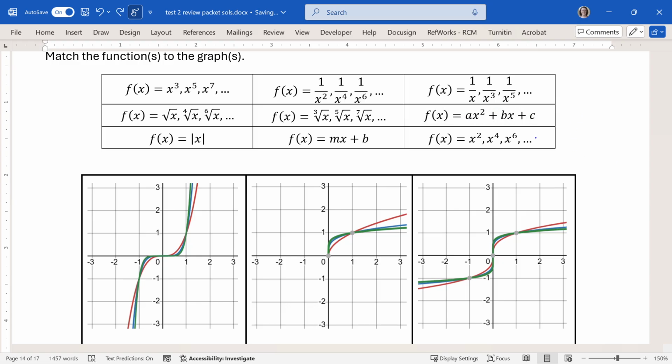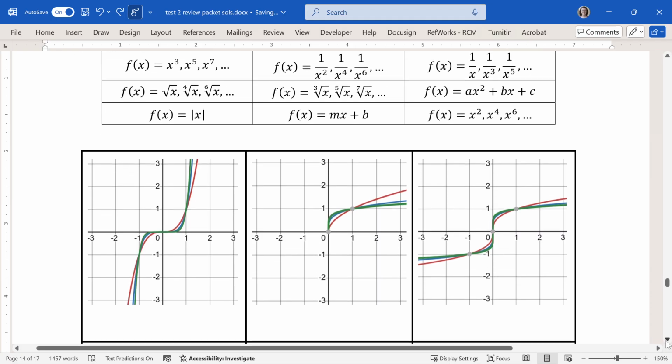So of any type, they could be up, down, left, right, shifted around wherever. We have the absolute value function. We have lines, so any line except for a vertical line, and then the even power functions. Okay, so which of these is which? And how do you figure it out?